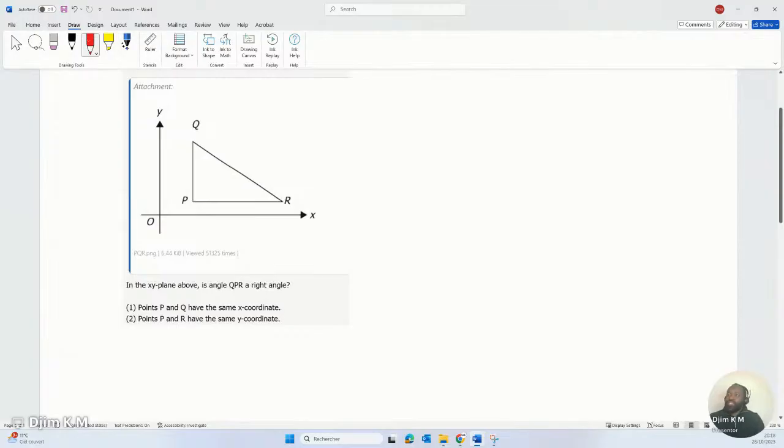Okay, so in the XY plane above, is angle QPR a right angle? Points P and Q have the same X coordinate. Okay, so basically that's how it is. Q and P have the same X coordinate, so this will make a straight line, something like this.